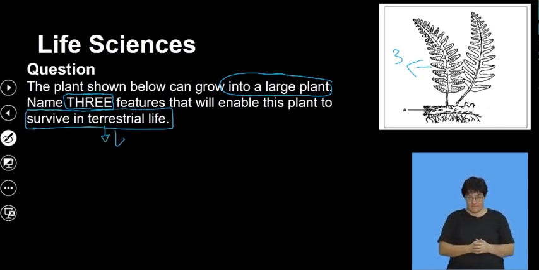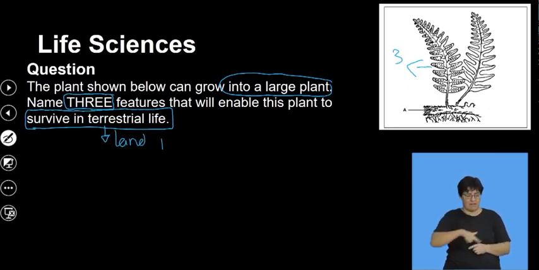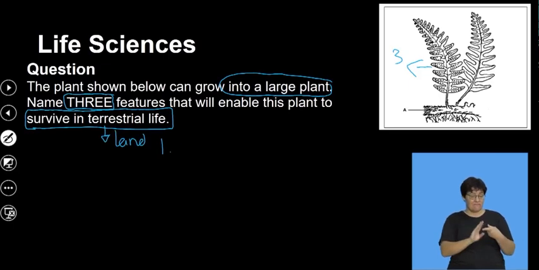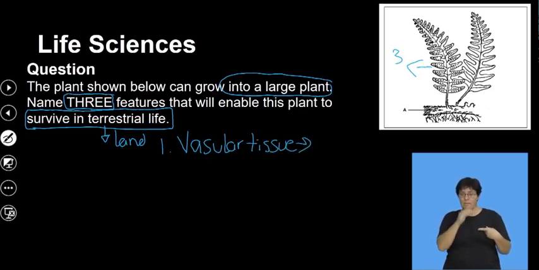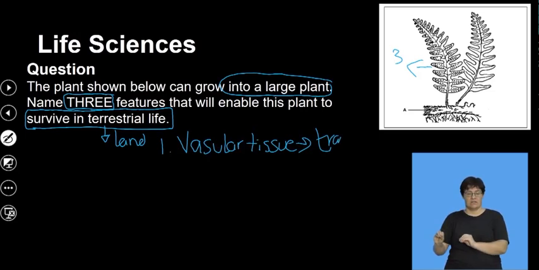Terrestrial means land. Now, what's the first thing that it can do? Number 1, what does it have? It has vascular tissue. If it has vascular tissue, what can it do? It can transport water.